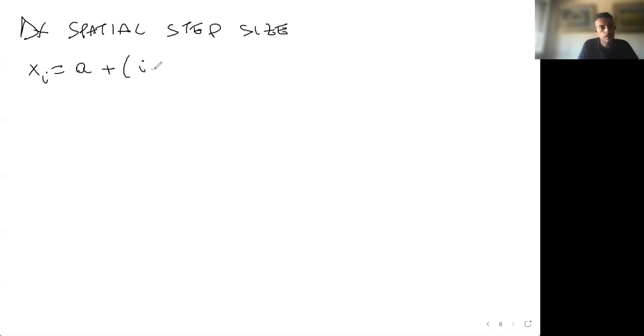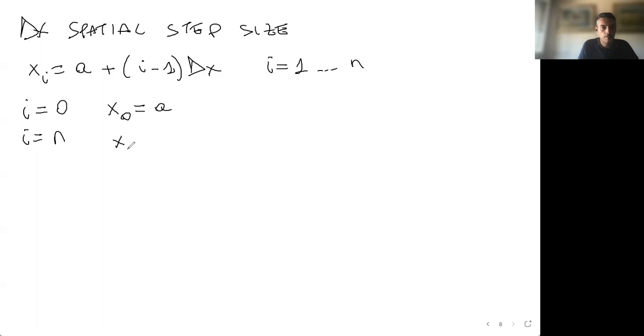Again, we can use finite differences. We have already seen how to approximate the first order derivative, the time derivative. Here again, we need to choose a spatial step size, and we assume that xi is equal to a plus (i minus 1) delta x for i equal 1 to n. So that means that i equals 0 means x0 equal a. i equal n means xn equal b. All right.